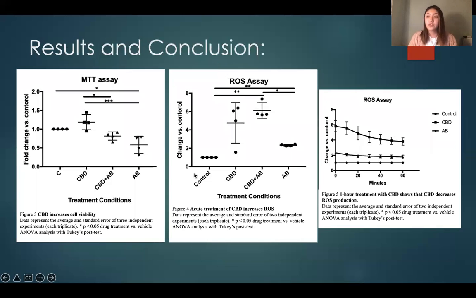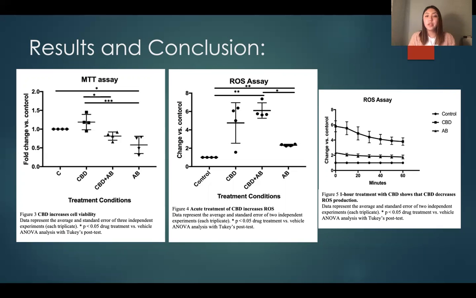Figure 3 shows the results that we obtained from the MTT assay. This figure shows that cells treated with just CBD had an increased cell viability, while cells treated with just A beta showed decreased cell viability. Cells that were treated with both CBD and A beta still showed increased cell viability. So these results actually support our original hypothesis, which states that CBD will increase cell viability.